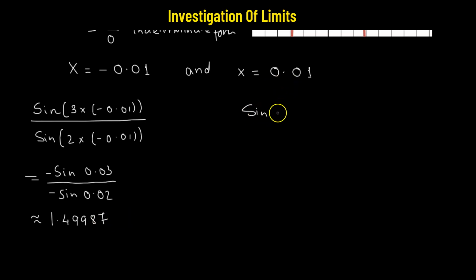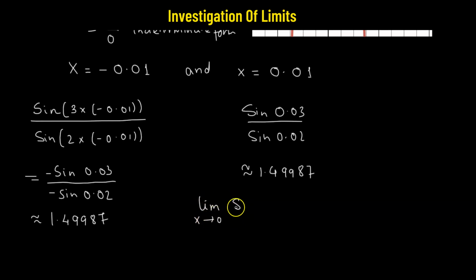Now let's take the case of x equals 0.01. This will be simply sine of 3 times 0.01, so that's sine 0.03, divided by sine of 2 times 0.01, so that will be sine 0.02. And this is also going to give us the same value, 1.49987. So we can say that the limiting value of the function sine 3x over sine 2x is going to be 1.5.